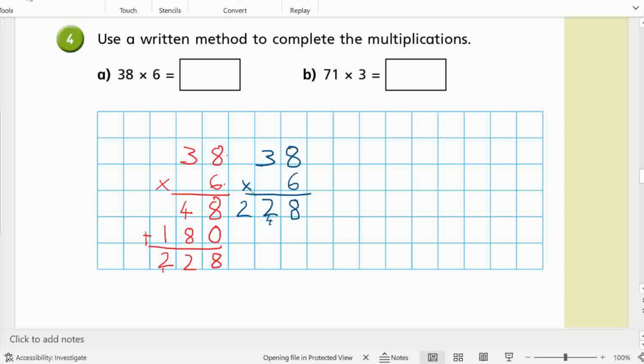Okay, let's try the next one, which is, I'll do it here, 71 times 3. 3 times 1? 3. Okay, well, I don't know. You'll have to do a different calculation. Let's work out these ones. Okay, so 3 times 7. 21, right? But it's 10, so I need to put a 0 here.